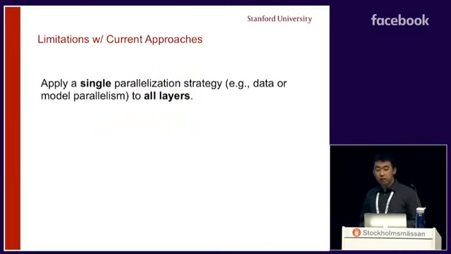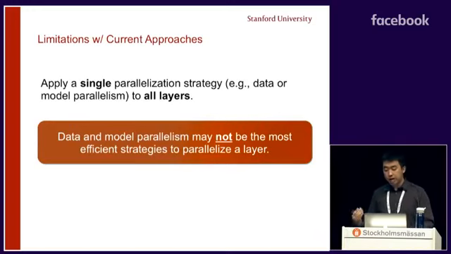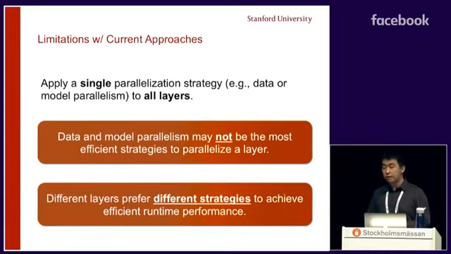One limitation with current approaches is that they apply a single parallelization strategy, either data or model parallelism, to all layers. But we have found that data and model parallelism are not the most efficient strategies to parallelize a layer. In addition, we also found that different layers in a network may prefer different strategies to achieve efficient performance.